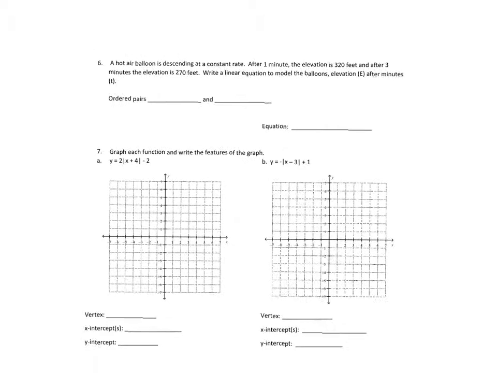Okay, a hot air balloon is descending at a constant rate. After 1 minute, the elevation is 320 feet, and after 3 minutes, the elevation is 270 feet. Write a linear equation to model the balloon's elevation after t minutes.